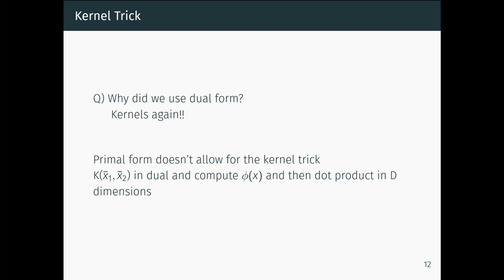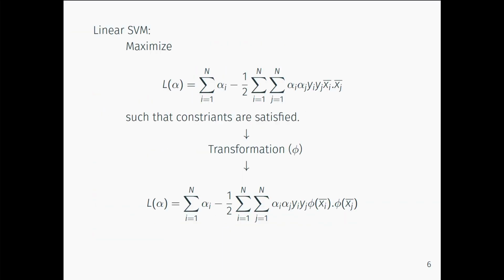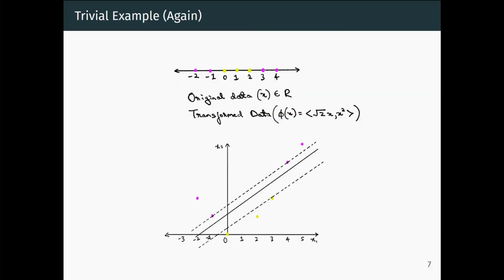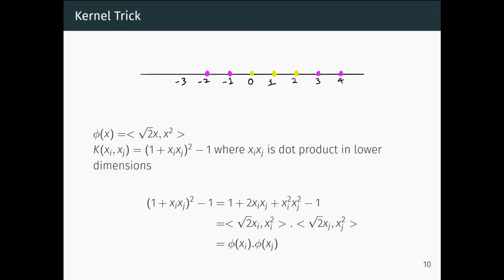The simple idea is that the primal form does not allow for the kernel trick, because there is no dot product of the format x1 comma x2 or phi of x1 and phi of x2, whereas the dual form, if you see, has this particular format. So between all pairs of points you have to compute these dot products. That's why we very often solve the SVM formulation in the dual form.